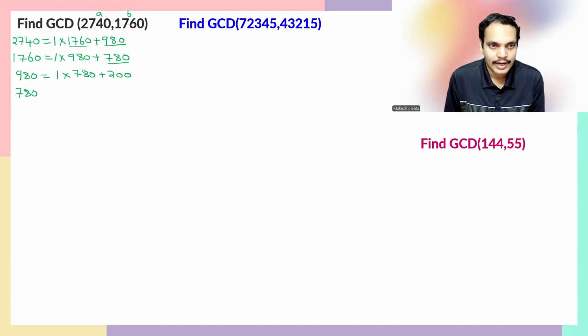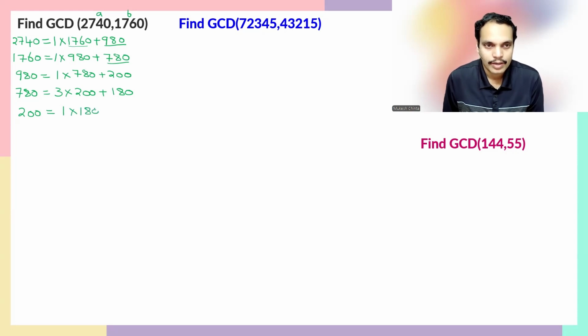I'll take 780 is equal to, so 200, if I divide 780 by 200, I get 3 as the quotient. 3 into 200, which is 600, plus the remainder as 180. Now I write down again. 200 is equal to 1 into 180 plus the remainder is 20. Isn't it? Now I have to write 180 by 20. So 180 is equal to 9 into 20 and the remainder is 0.